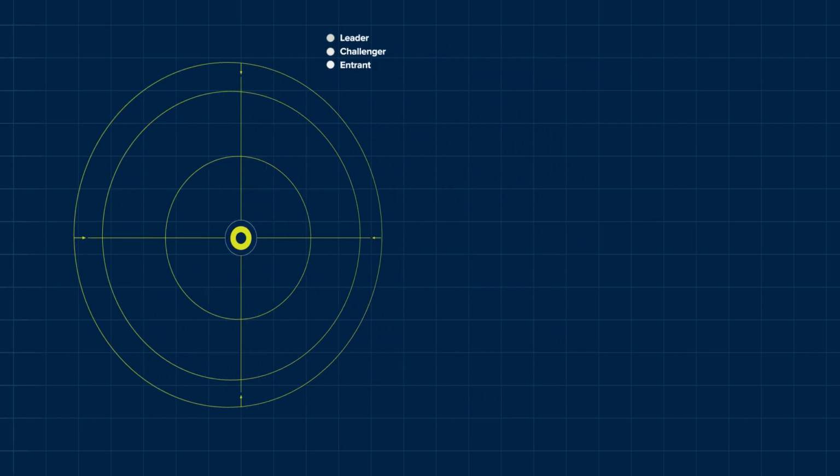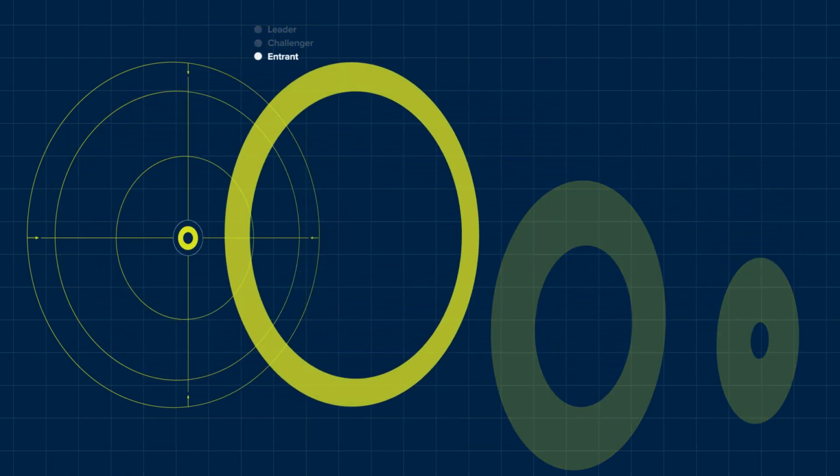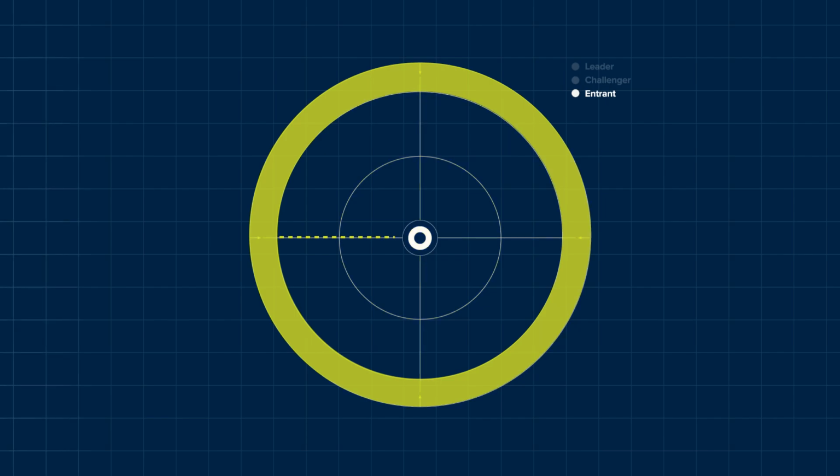There are three rings or circles: leader, challenger, and entrant. Starting with entrant, entrants are the furthest from the center.